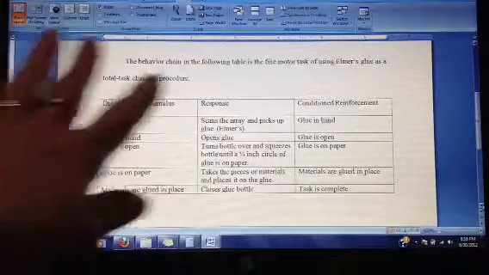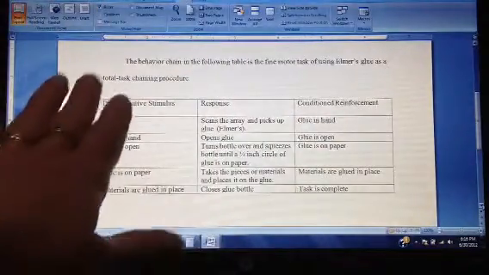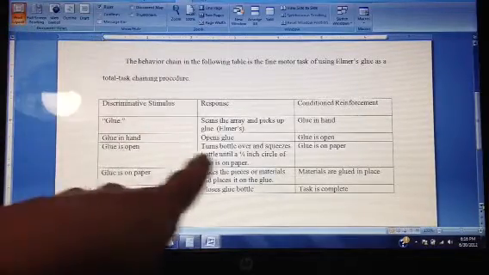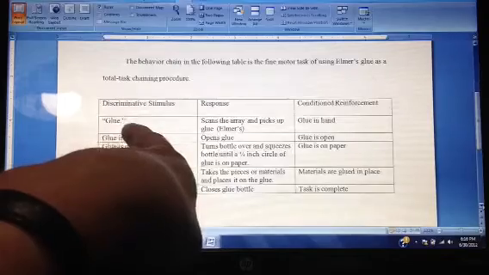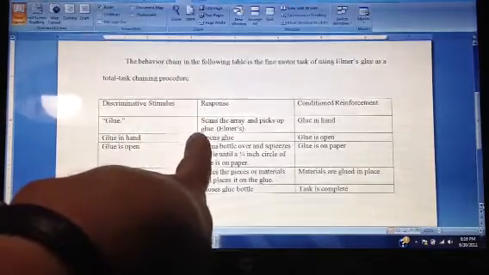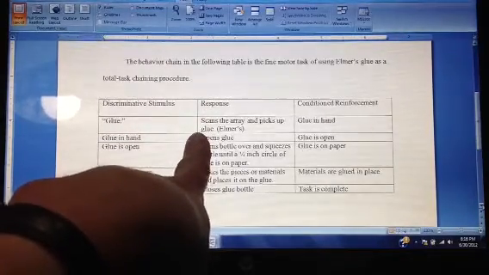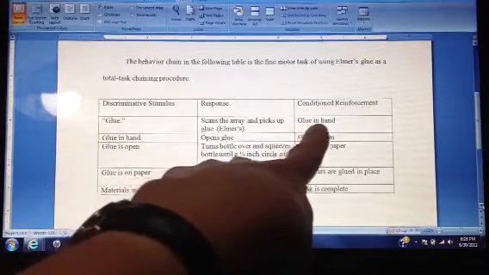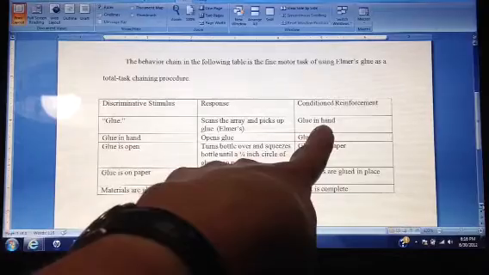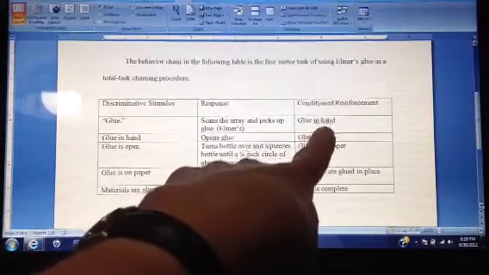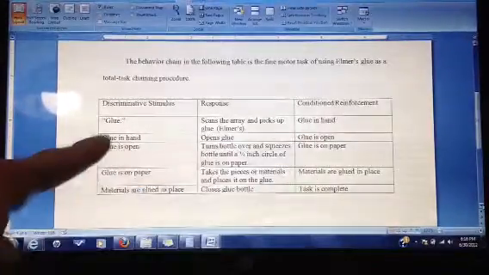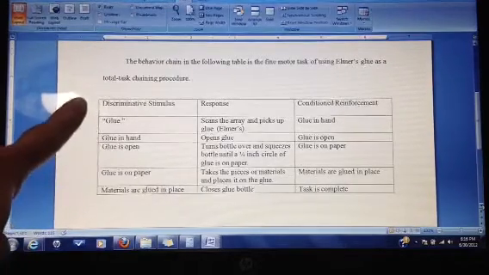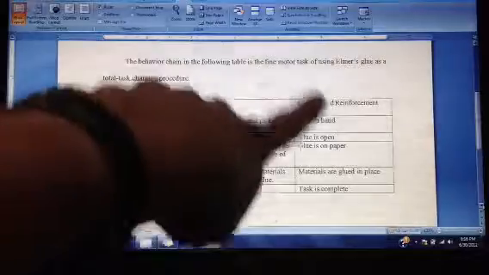So the important thing to remember here is that a behavior chain is chained because the discriminative stimulus prompts a behavior. The behavior results in this conditioned reinforcement, and that conditioned reinforcement is what becomes the next discriminative stimulus. So those are the important parts to remember.